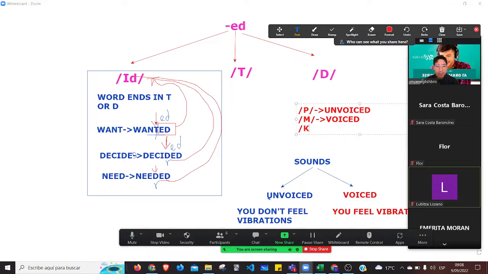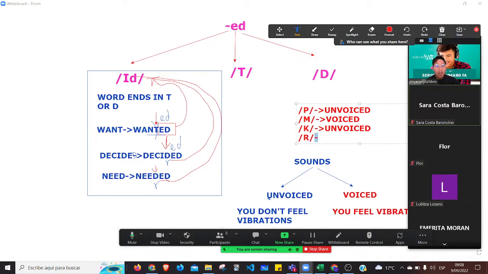My question: the k sound, voiced or unvoiced? What do you think? The k sound. What do you think, guys? The k, is it air? Unvoiced, of course. Unvoiced.